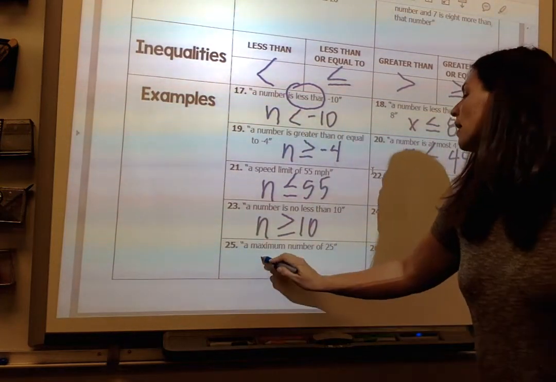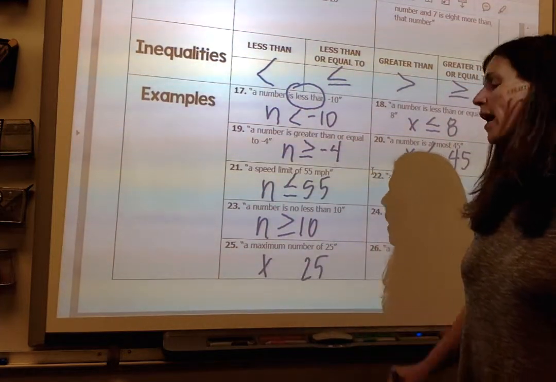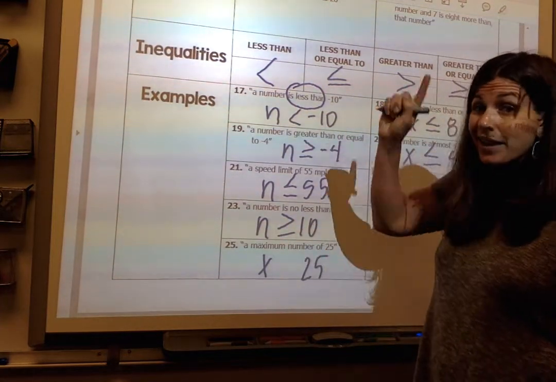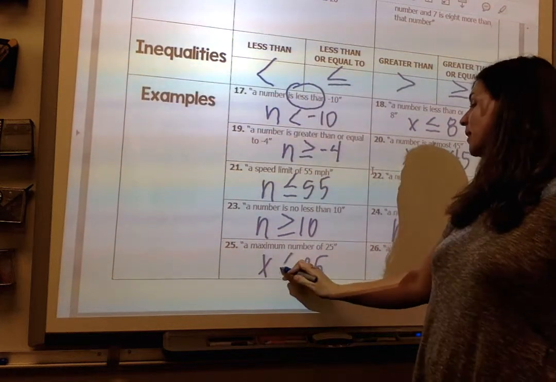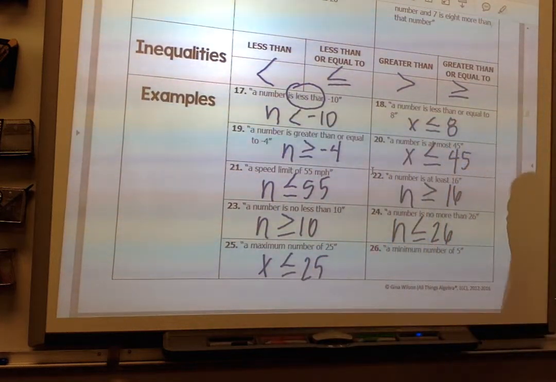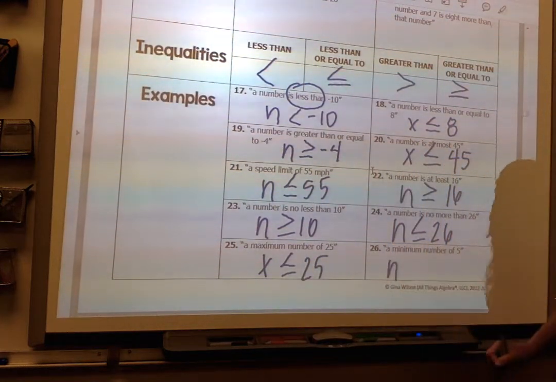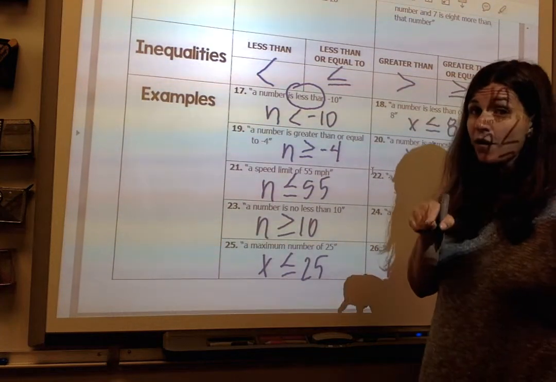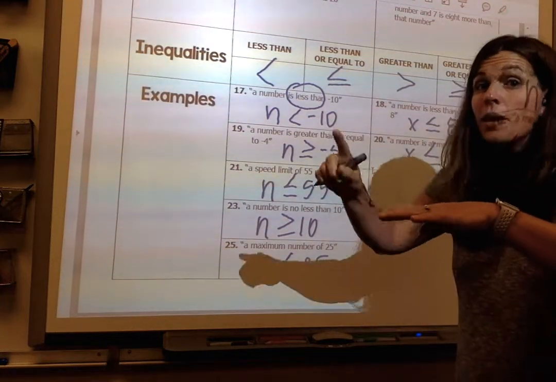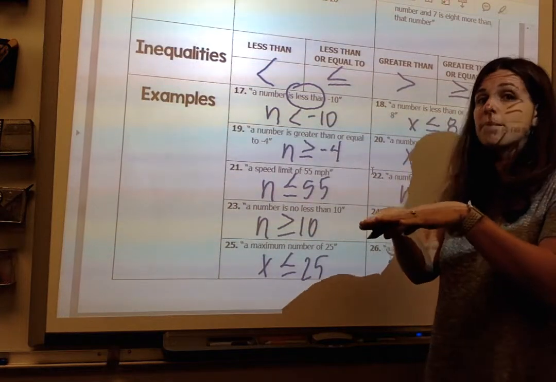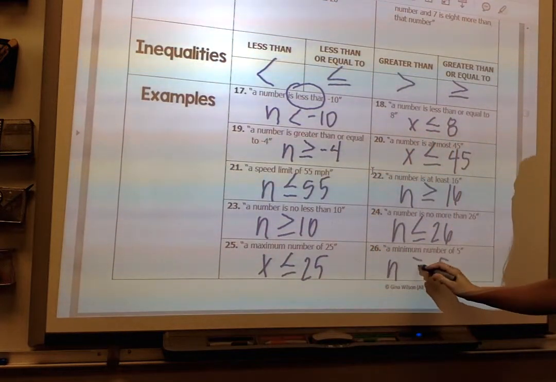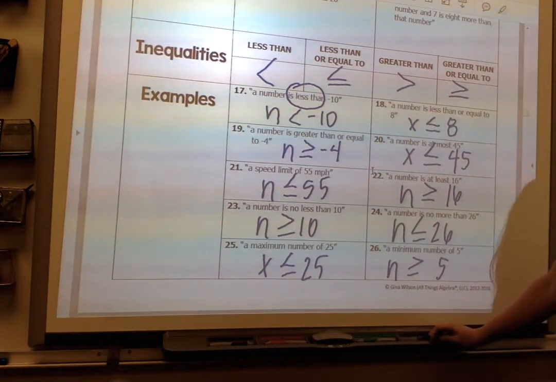Number 25, a maximum number of 25. A maximum of 25. It can't be 26. It's got to be less than or equal to 25. A minimum number of 5. A minimum number of 5 means you can have 5, and you can have more than 5. You just got to meet that minimum of 5. So it can be greater than or equal to 5.